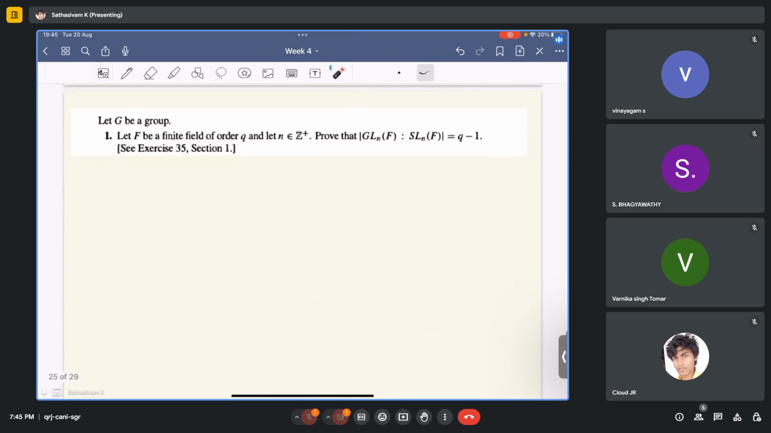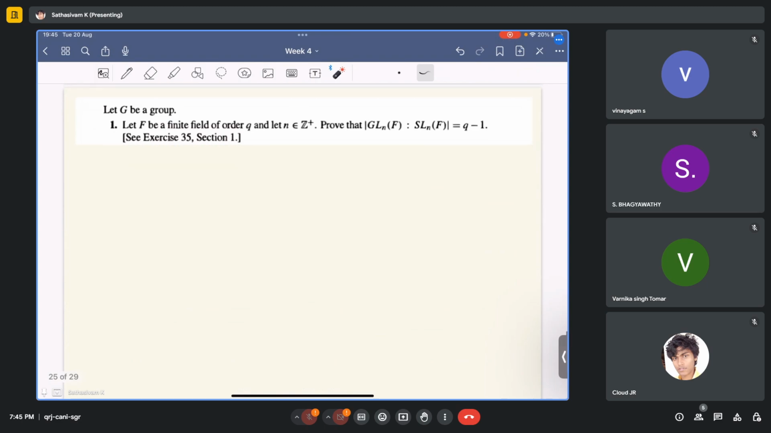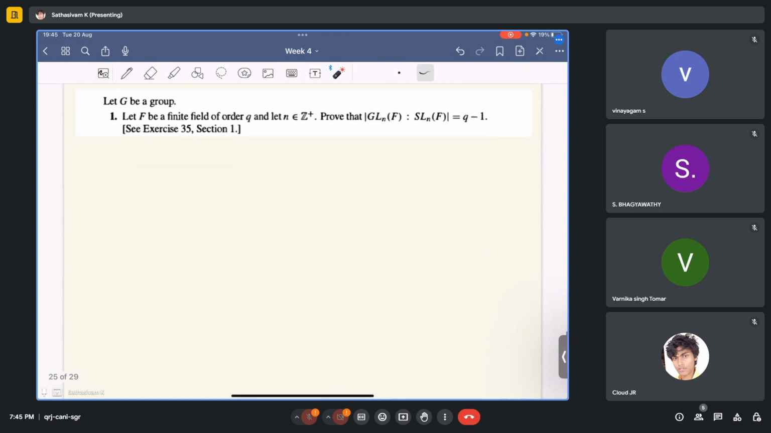Okay, so let's move on to a different problem. I think sir did a little bit close to it. We'll just do it again. Let G be a group and F be a finite field of order q. If you don't know what a finite field is, just see it as, let's say, Z_p. This is one of the finite fields; there are other finite fields. If you don't know this terminology, just imagine this is just Z_p. It's a structure in which addition and multiplication are defined with some properties, but just see it as Z_p if you don't understand.